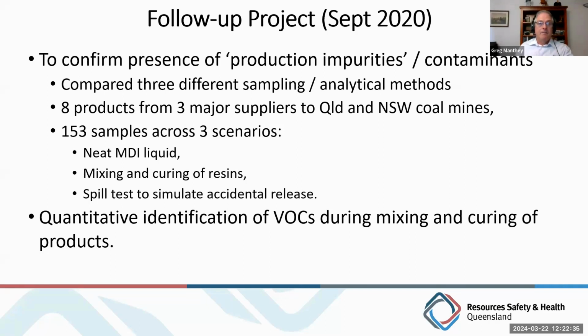That testing then led to some more intense testing in September of 2020, which was designed to both confirm the initial findings, but also look wider across industry to see whether it was consistent or whether it was just related to that one substance from that one supplier. We collected about 150 odd samples from 8 products provided by 3 major suppliers to Queensland Coal and New South Wales Coal, and tested through 3 different scenarios. And we also ramped up the VOC sampling and analysis during the mixing and curing of the substances.